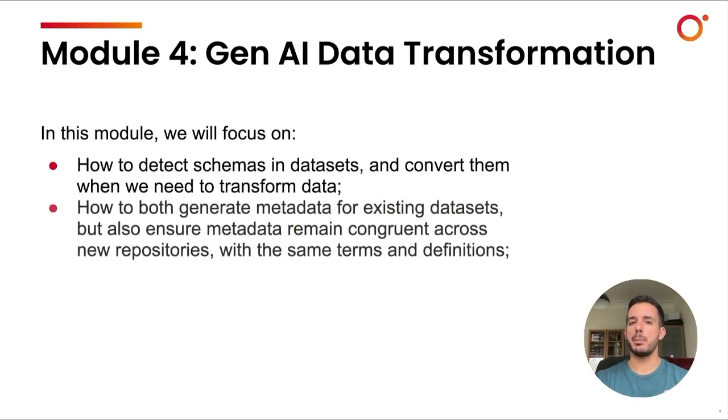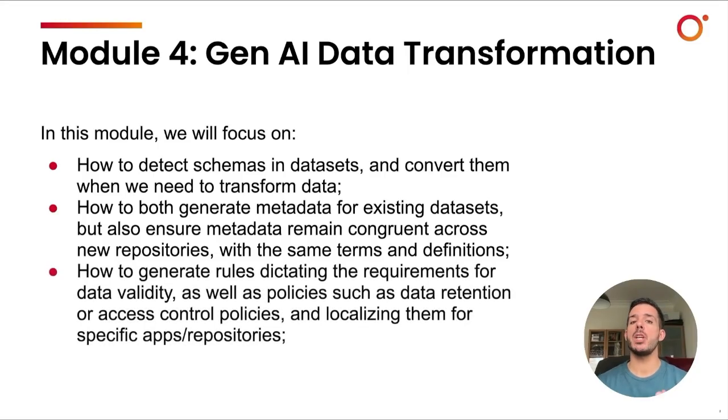Or for example, how to both generate metadata for existing datasets, but also ensure that the metadata that we have will remain congruent across new repositories, or if we change the dataset and we have to change the metadata, with the same terms and definitions. In other words, we can have different terms in different metadata repositories. It's not just about the existence of metadata, but the congruence of metadata, and doing this with GenAI.